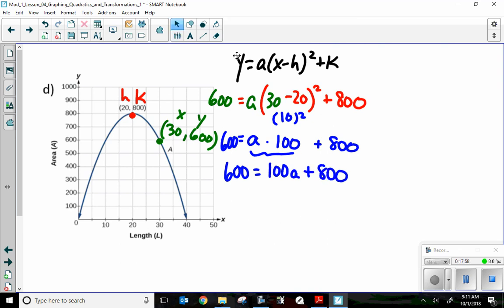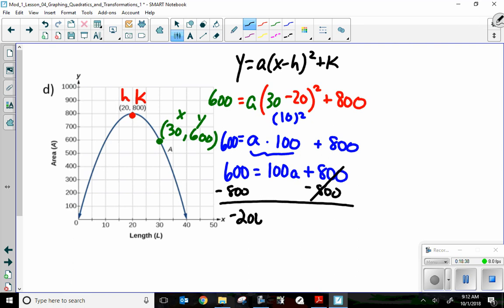Now, at this point, I can't tell you what A is yet until I solve. But look what the parabola does. It opens down. Anytime a parabola opens down, we should get a negative A value. You might not know the exact number, but if you come up with a positive A value, you should know something's wrong. If A was positive, this parabola would open up. It opens down. So let's make sure we get a negative A value. If I subtract 800, and I think that's going to do it, negative 200 equals 100A.